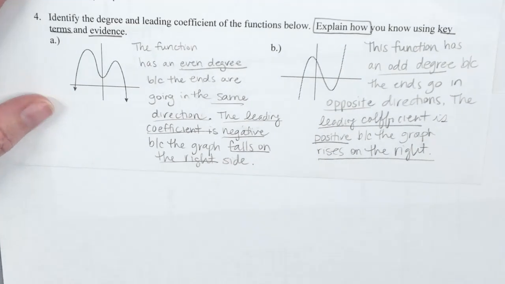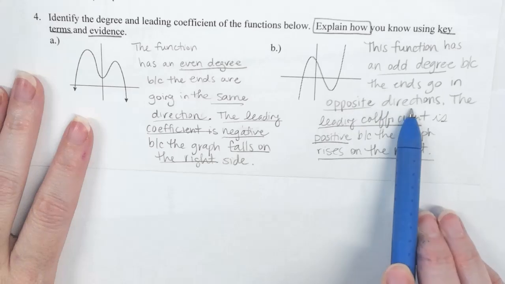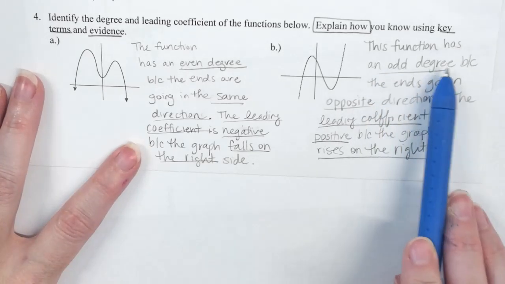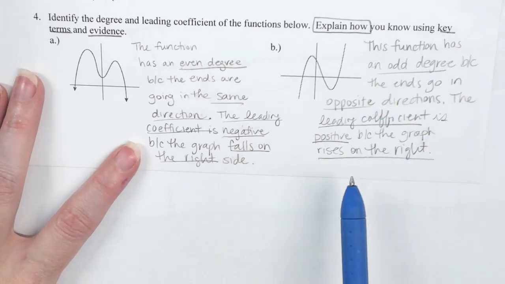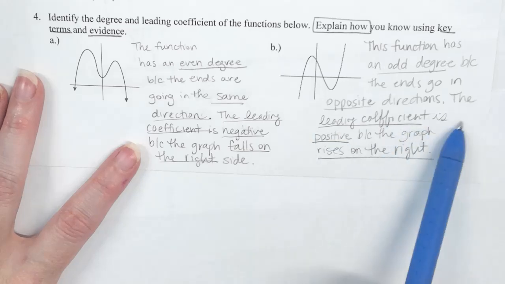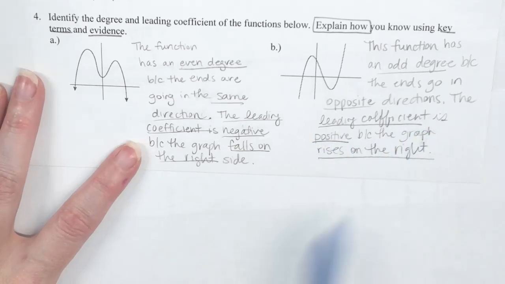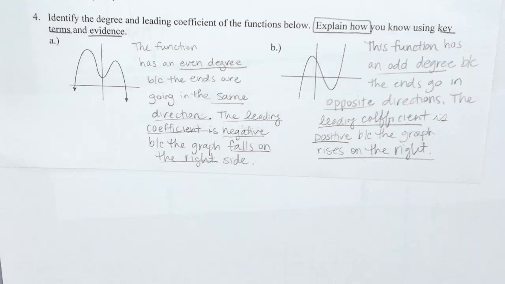Okay, and then for B, the function has an odd degree because the ends go in opposite directions. So odd degree, ends are going in opposite directions. The leading coefficient is positive because the graph rises on the right. Okay, so make sure you understand how the even and odd degree affect the ends and how the leading coefficient, whether it's positive or negative, affects one end in particular.